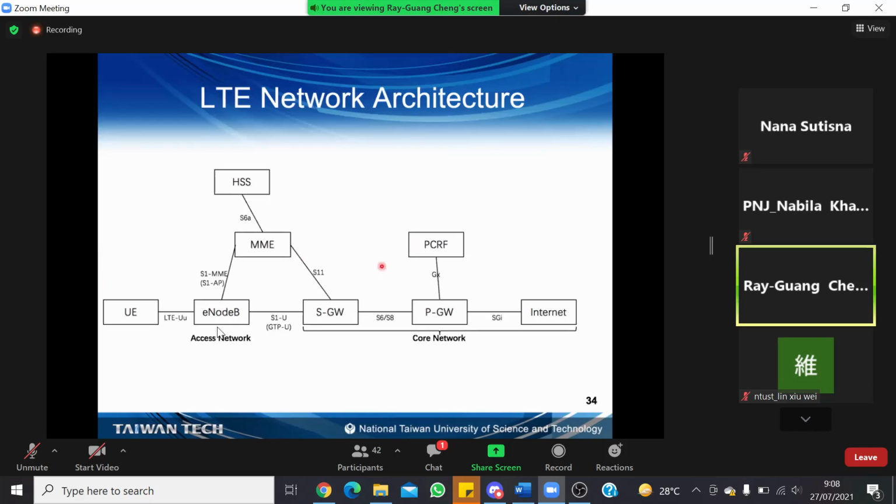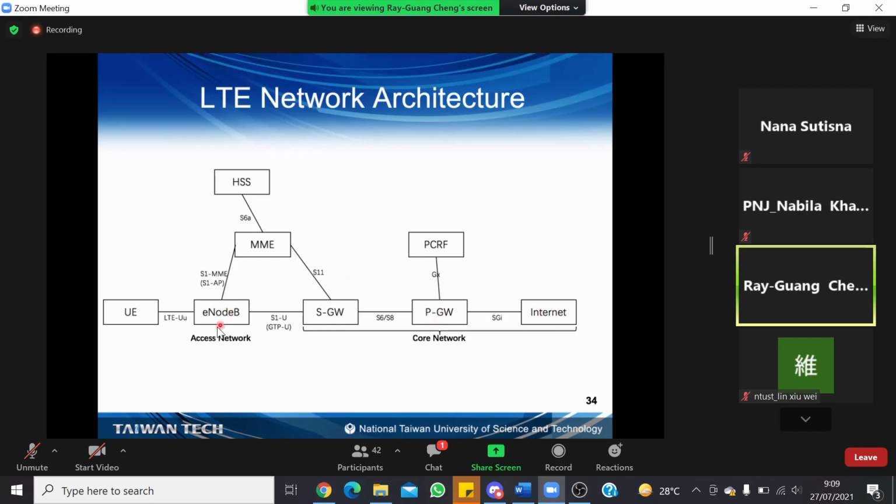This is the network architecture we just mentioned. We have base station, we have MME. This is for mobility management. We also have HSS. This is for user database. All the authentication and control is here. The serving gateway is the data plane. So whenever you have data, UE will transmit to base station. The data will go through serving gateway, then P gateway, then internet.